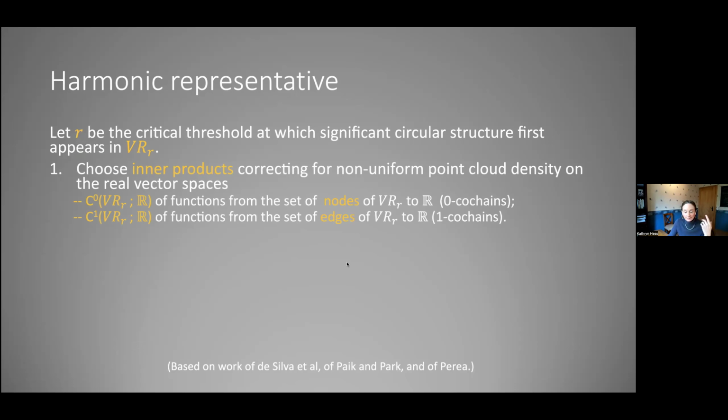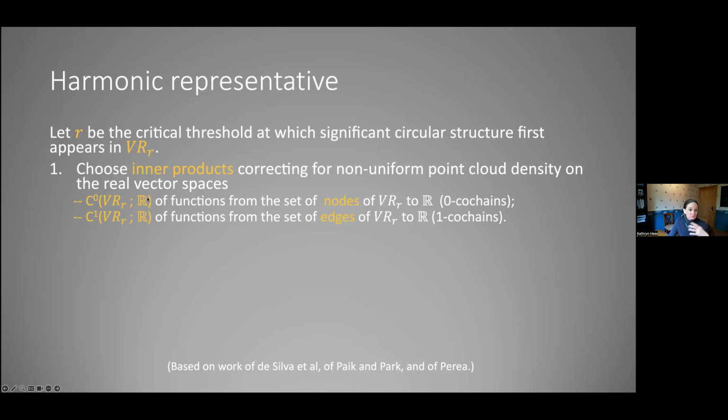Now, we've already talked about this vector space of functions from the set of edges to R. That's the vector space of one-cochains. We can also look at the functions that assign real values to the nodes of this graph. We'll call them zero-cochains. We look at these two real vector spaces, and we can choose inner products.